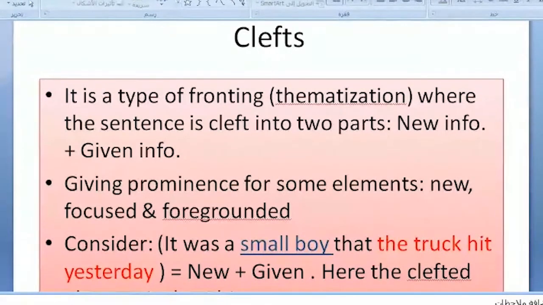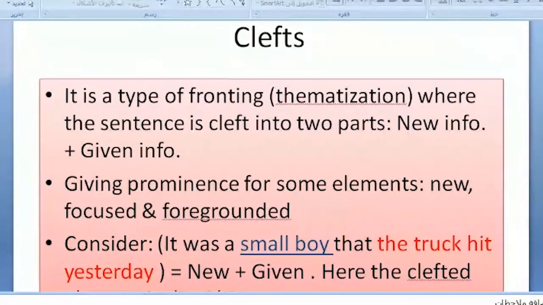These pieces of information are given. Dear students, when I say that this is given information, it means the addressee or the listener or the hearer knows them. So there is no need to emphasize these pieces. Why?